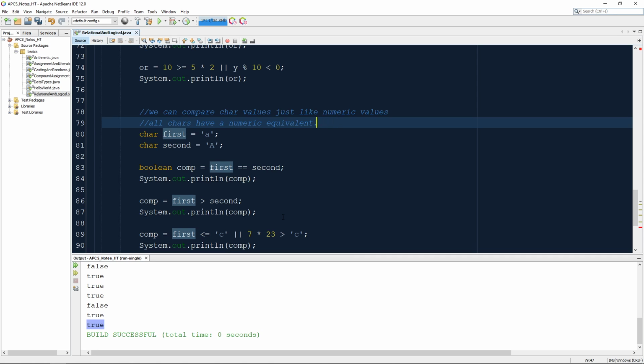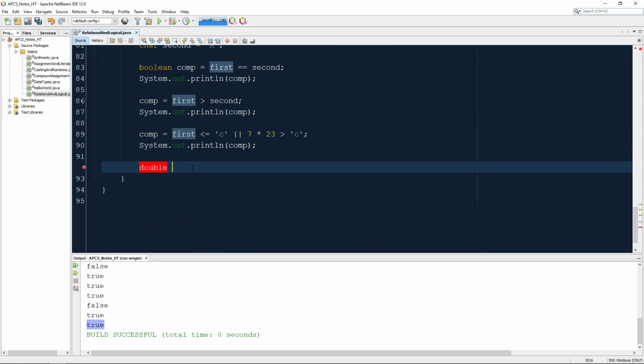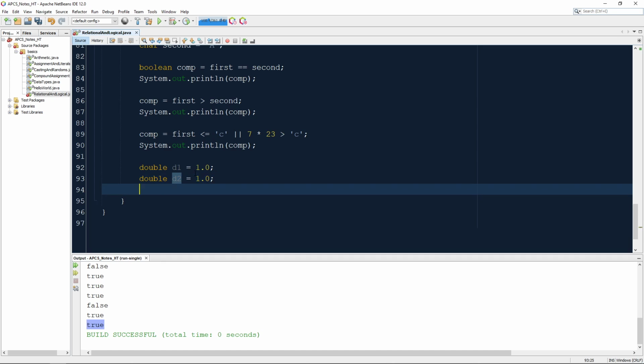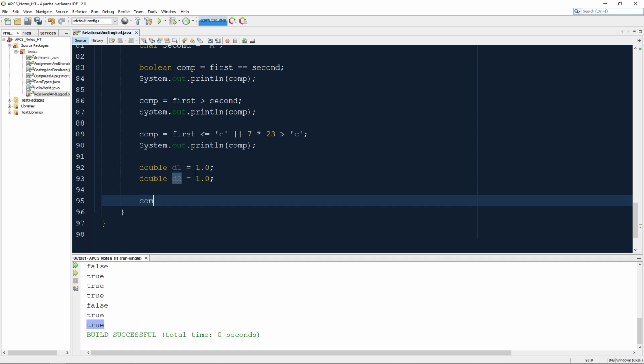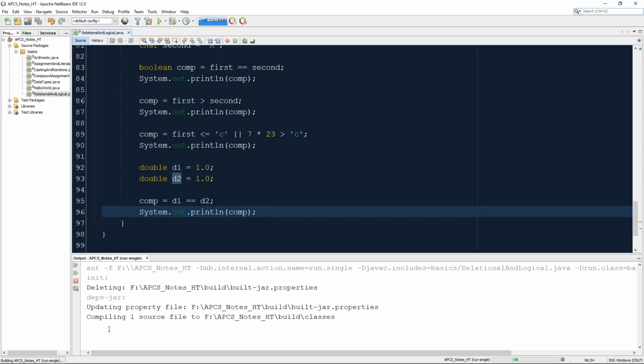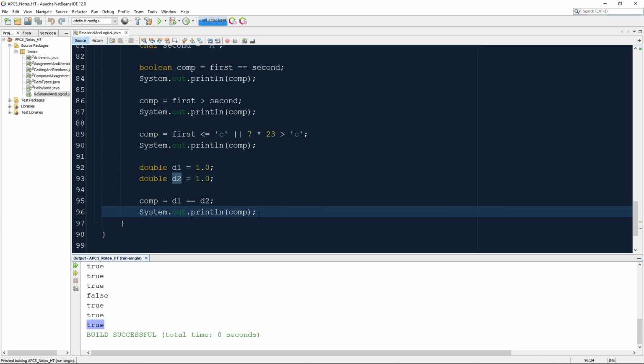And so we use that to make comparisons. So let's try it with doubles. Let's say double D1 is equal to 1.0, and double D2 is equal to 1.0. And then let's say comp is equal to D1 equal to D2, and let's print out comp. Hopefully we would like to see true as our final result. And there it is, and it seems to be correct.